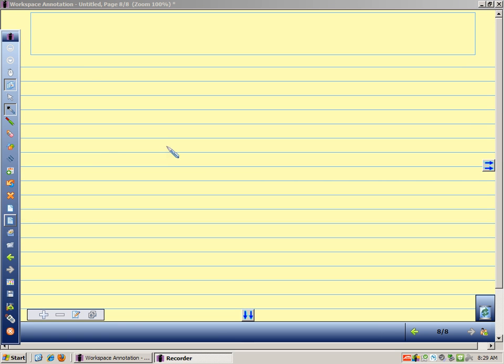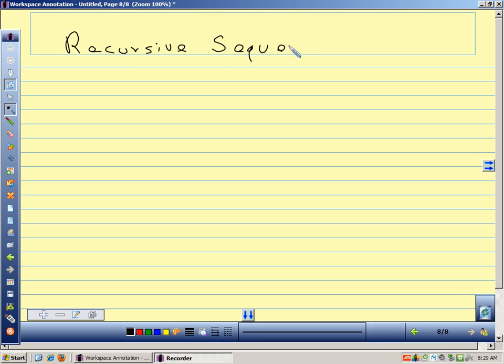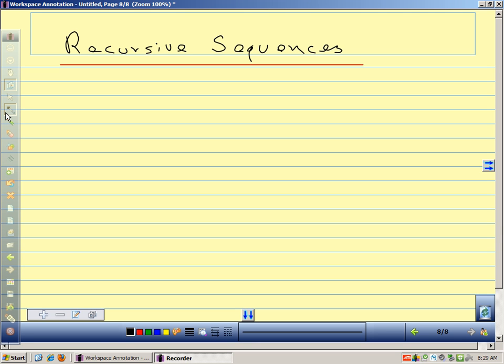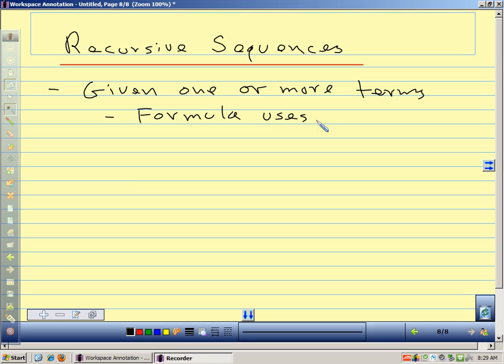All right, one last thing to talk about and then we're done. Recursive sequences. So for a recursive sequence, it's a little different than the sequences that we talked about before. For a recursive sequence, we're given a couple of terms, and then we're given a rule to find the other terms from the first terms. So rather than just be given a formula, we have to know a couple of terms to write down a recursive sequence. So we're given one or more terms, and then the formula uses previous terms to get new terms.